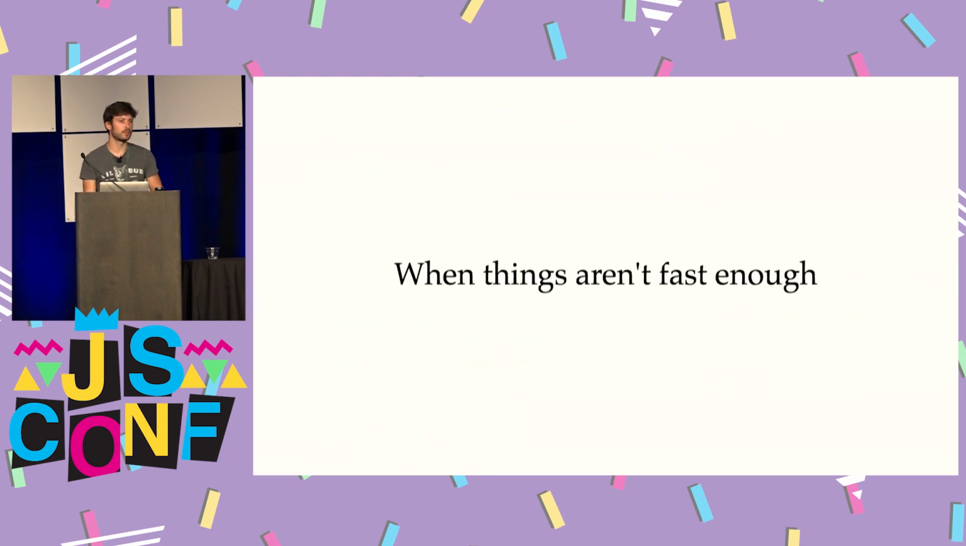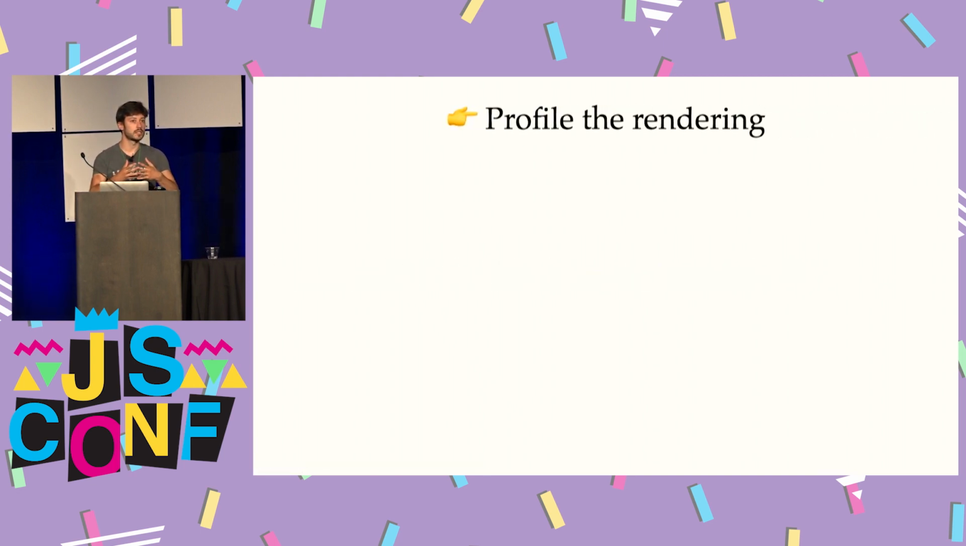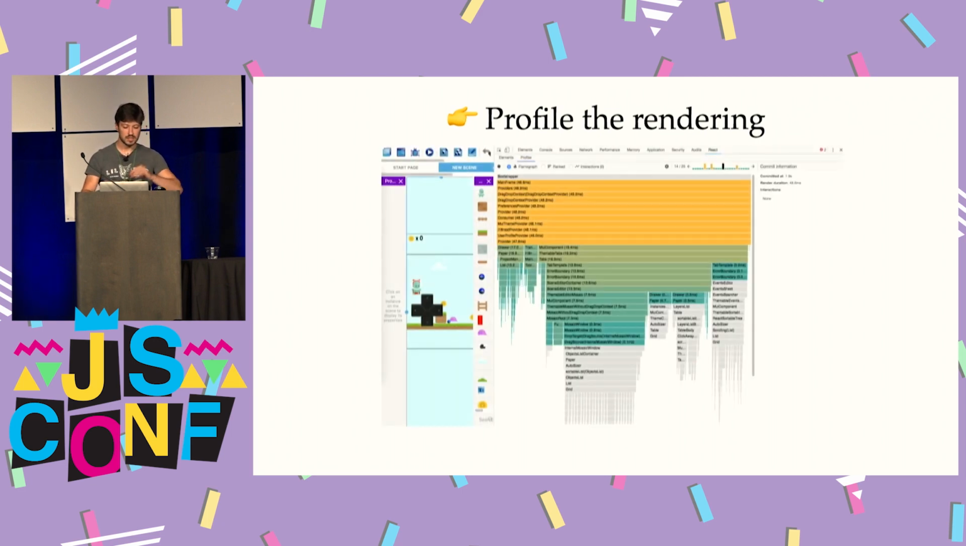Sometimes things are not fast enough. So the first performance problem that you can have is that the rendering of the application is too slow. At this point, you can profile the rendering. So it depends on your front-end framework. But here, in the case of React, you can use the React profiler. And in this case, I got an interesting problem. When I was opening or closing a tab, the whole thing was taking like 1 second to be done.